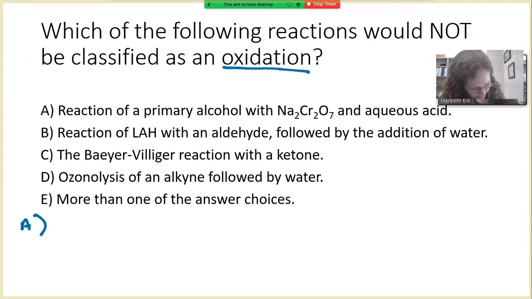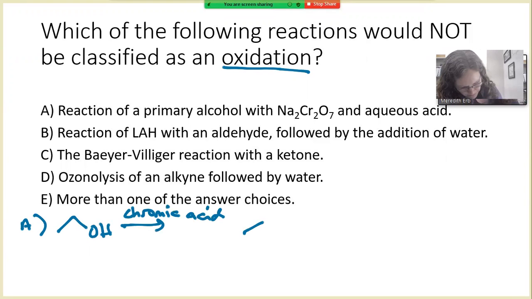Option A says reaction of a primary alcohol with essentially chromic acid. We have to think through what the product of this reaction is. The product of this reaction is a carboxylic acid. So we went from 1 carbon to oxygen bond to 3 carbon to oxygen bonds. So this is a reaction that I would classify as an oxidation.